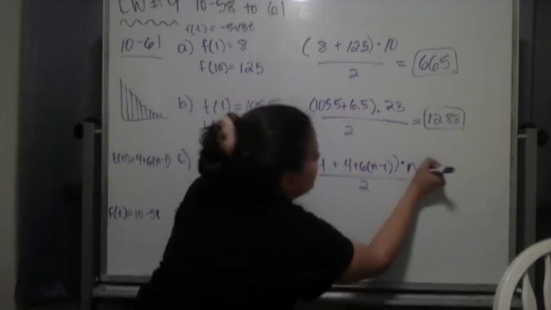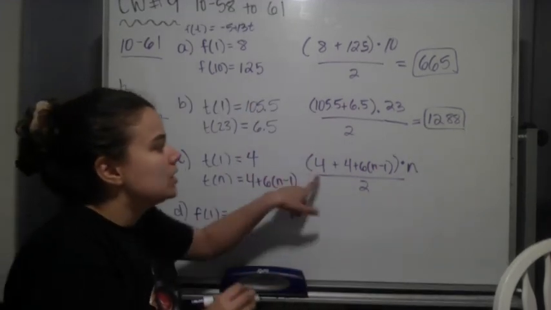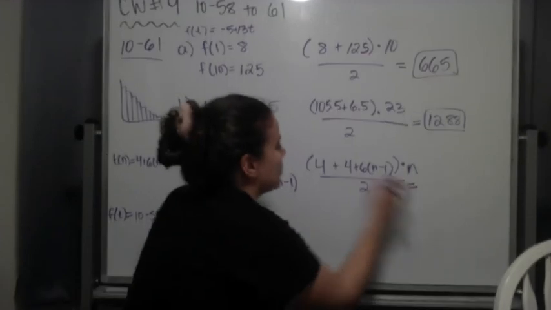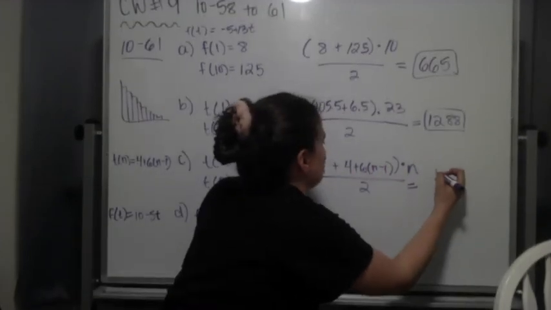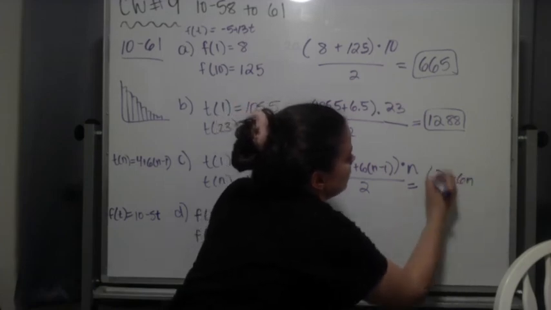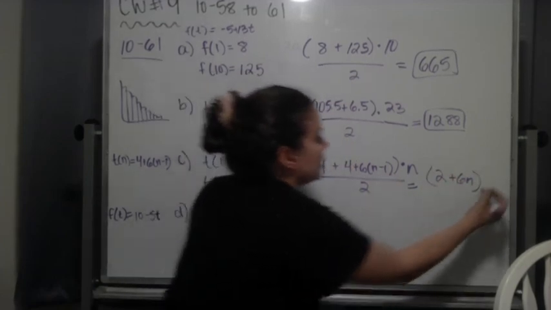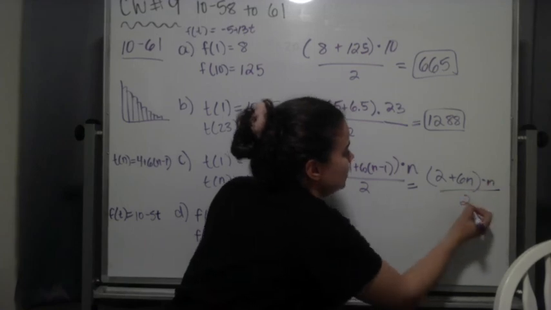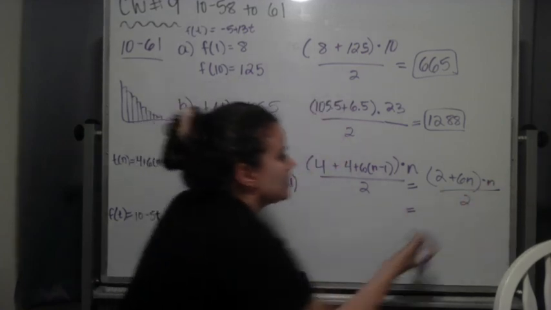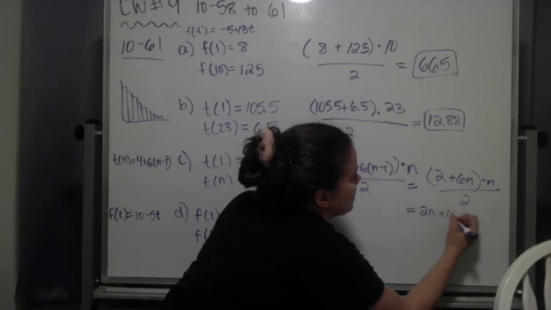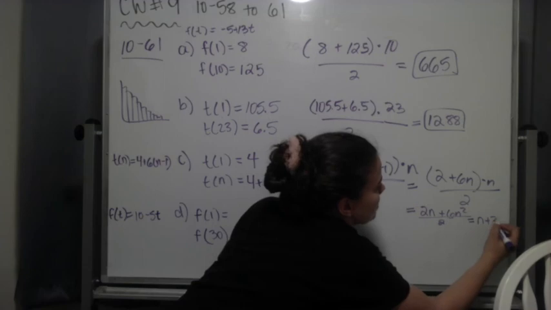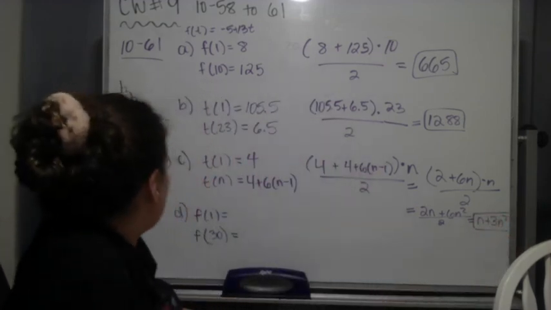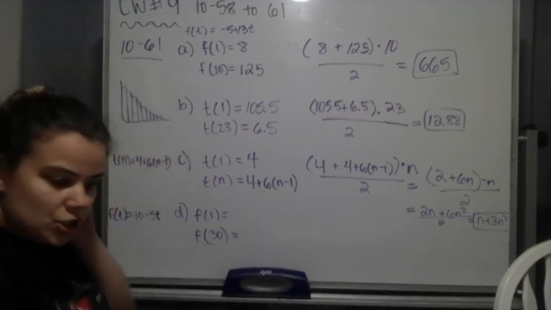There are n terms. We're going to still divide by 2. Simplify this guy. You will get 8 minus 6, so that's going to be 2 plus 6n. You simplify all that, times n divided by 2. That's going to be 2n plus 6n squared, all divided by 2, which is n plus 3n squared. Whew.